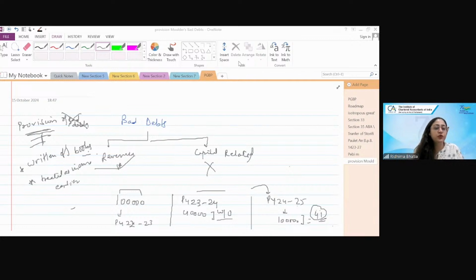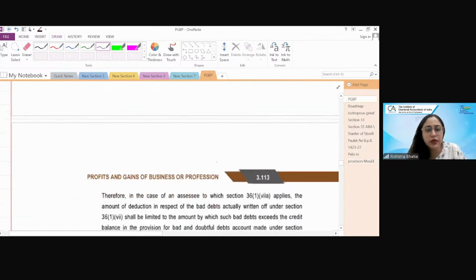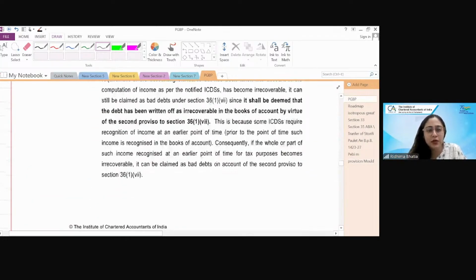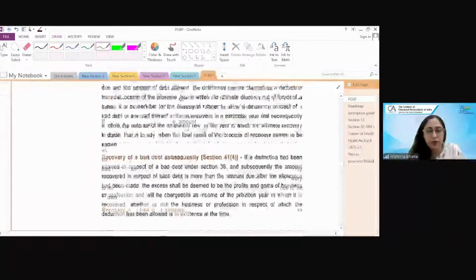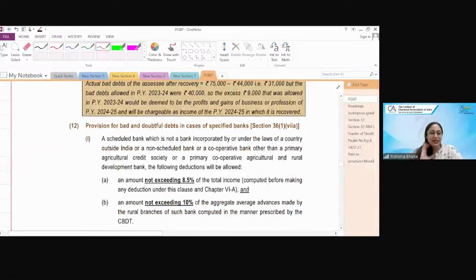Now, we come to provision. The provision question is not that important and it also doesn't come very often. Very less it comes. Let me just take you to the provision part, just to tell you what it actually says. But if you want to skip it, just remember the percentage and you can skip it.